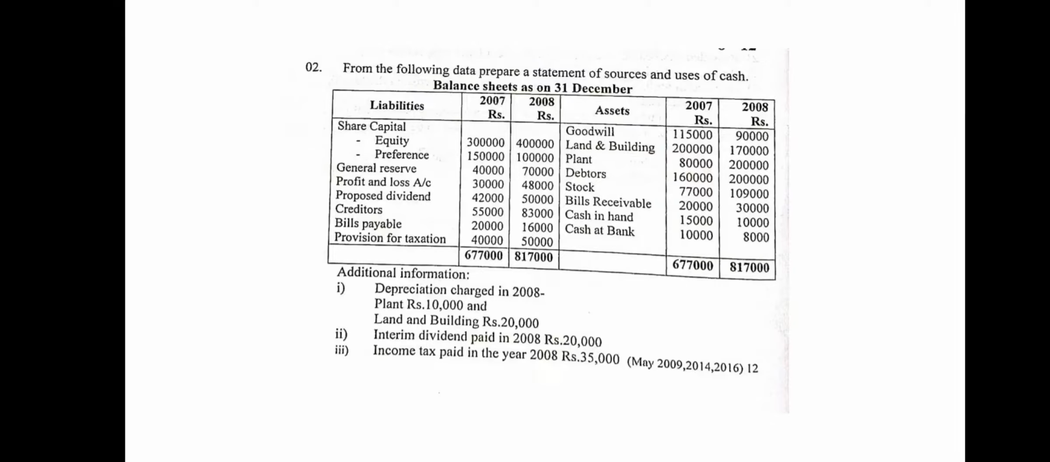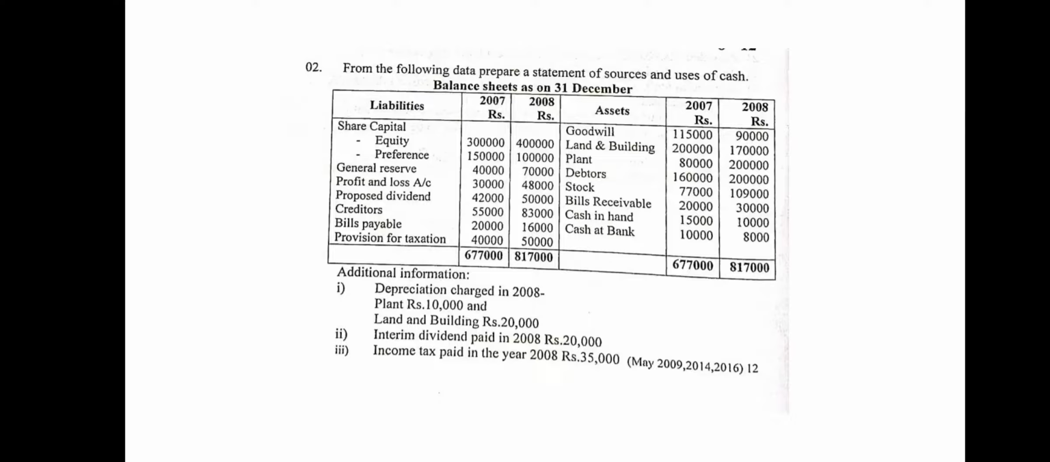Students, this is the fifth problem. From the following data, prepare a statement of sources and uses of cash. Balance sheet as on 31st December. They have given you the balance sheet of 31st December 2007 and 31st December 2008.